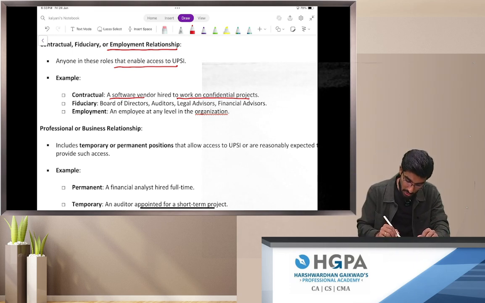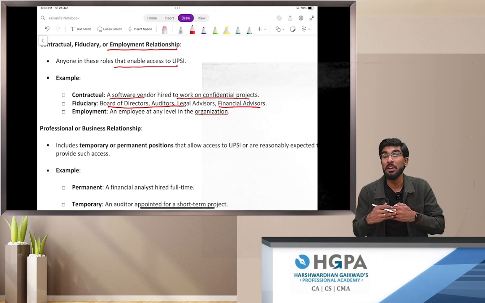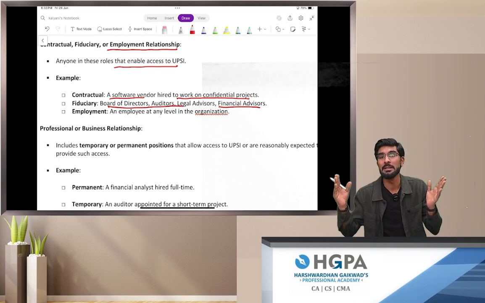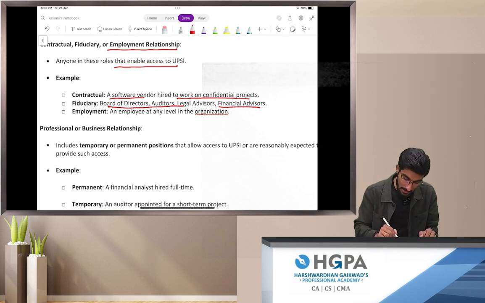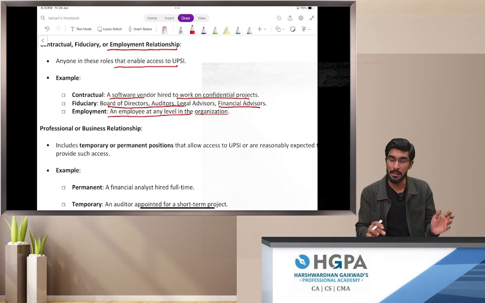Number two is fiduciary. Board directors, auditors, legal advisors, financial advisors who are in a fiduciary relationship with the company will be called associated people. Number three is an employee at any level in the organization.